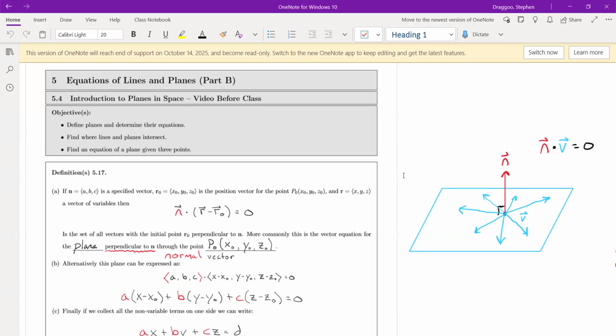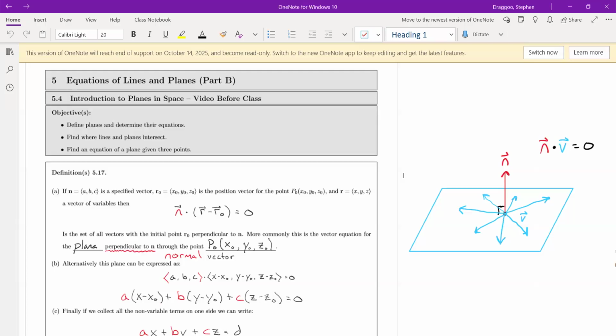If I think about all of the vectors that are contained in that plane, they share one element in particular that's in common between all of those vectors, in that they are all going to be perpendicular to that red normal vector that I've drawn in. More on why we're going to call it a normal vector in a minute, probably.